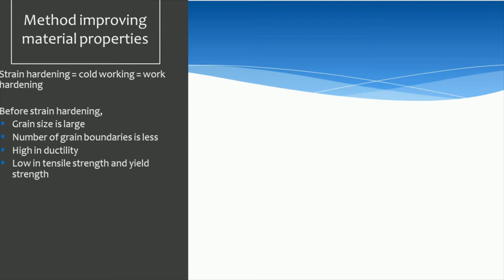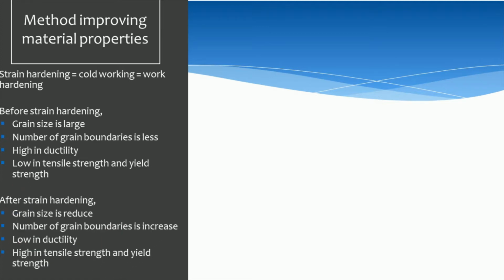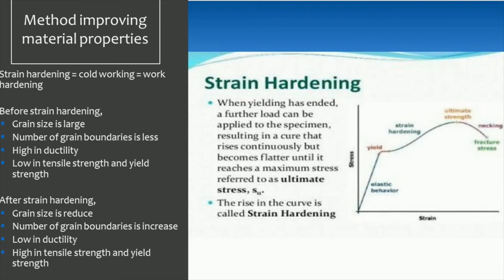Before hardening, the grain size in the titanium carbide alloy is larger and the number of grain boundaries is less. This causes the titanium carbide alloy to be high in ductility but low in tensile strength and yield stress. It is easy to undergo deformation. After the strength hardening or cold work process, the grain size is reduced and the number of grain boundaries is increased. This makes the titanium carbide alloy hard to deform, and the yield strength increases but the ductility decreases. The larger the hardness, the better.